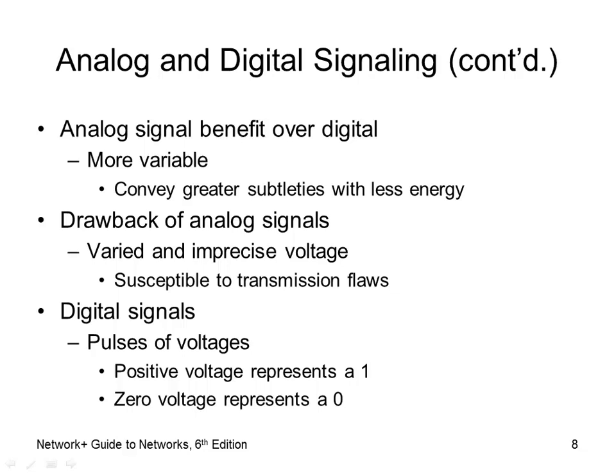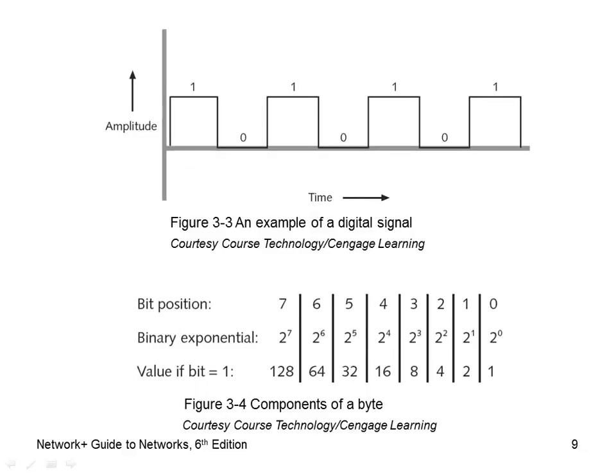Digital is just an on or an off. Digital is represented: positive voltage is a 1, a 0 voltage is a 0. Here is an example of a digital signal, and you see it's 1 0 1 0 1 0.